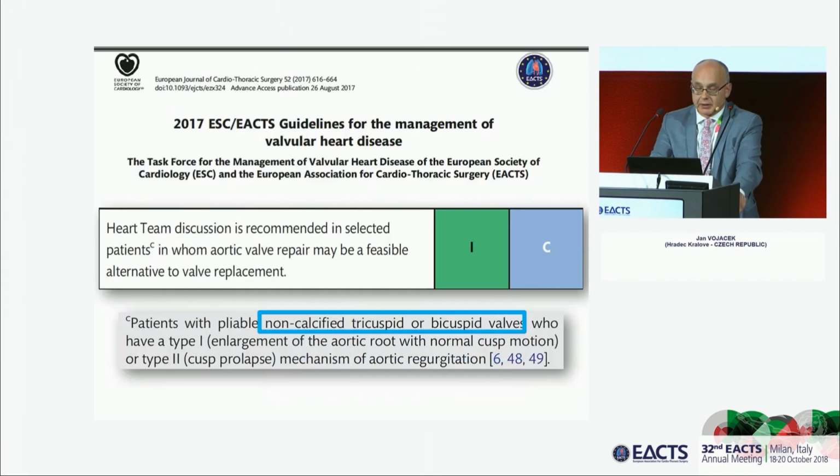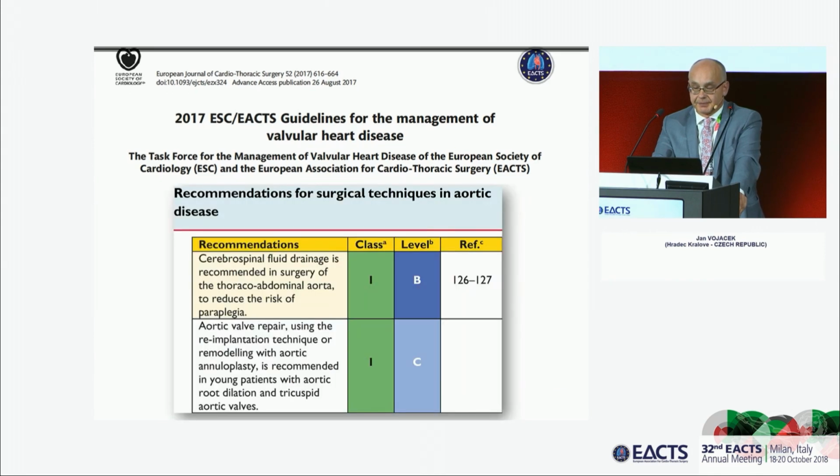So we are lucky because we have strong support from current European guidelines in class 1, as you can see, for non-calcified tricuspid or bicuspid aortic valve with either type 1 or type 2 mechanism of aortic insufficiency. And there is also a strong recommendation for both types of aortic valve sparing root replacement, either reimplantation or root remodeling, along with a precise extra-aortic or some kind of annuloplasty.